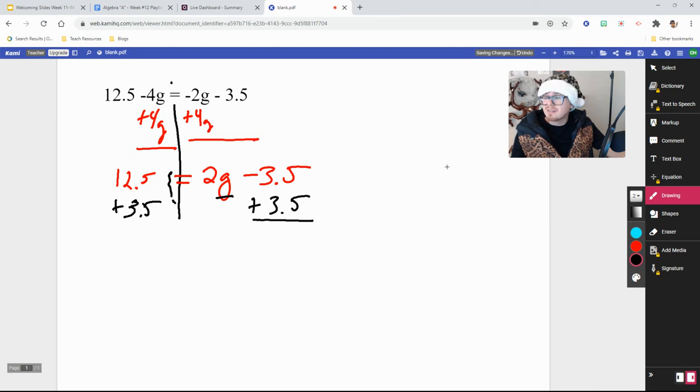This is just money. And y'all better be good with your money or people are going to take you out your pockets. So this is like $12.50 and $3.50. If you add that together, you get 16 bucks.